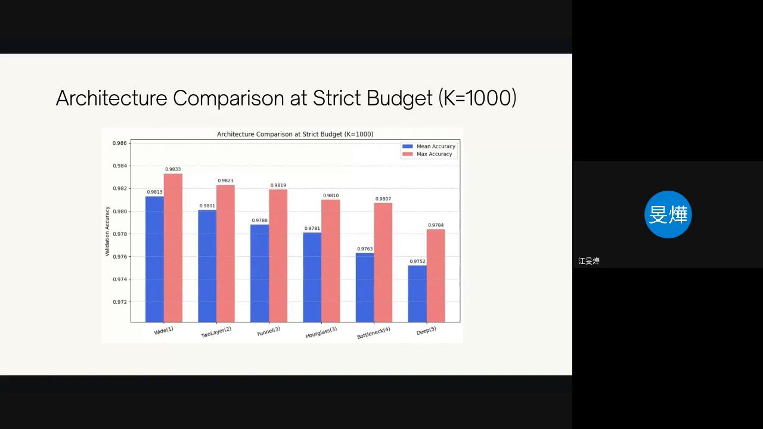Right. So we saw the performance gap between the best, the wide, and the worst, the deep one, is significant. This might show that for specific tasks in neural networks, how the neurons are arranged matters heavily. Okay, so next.